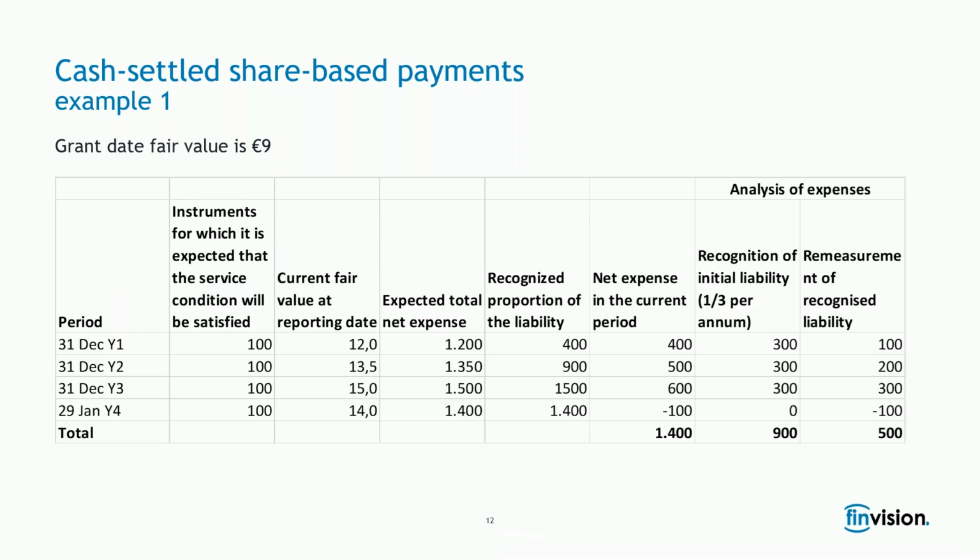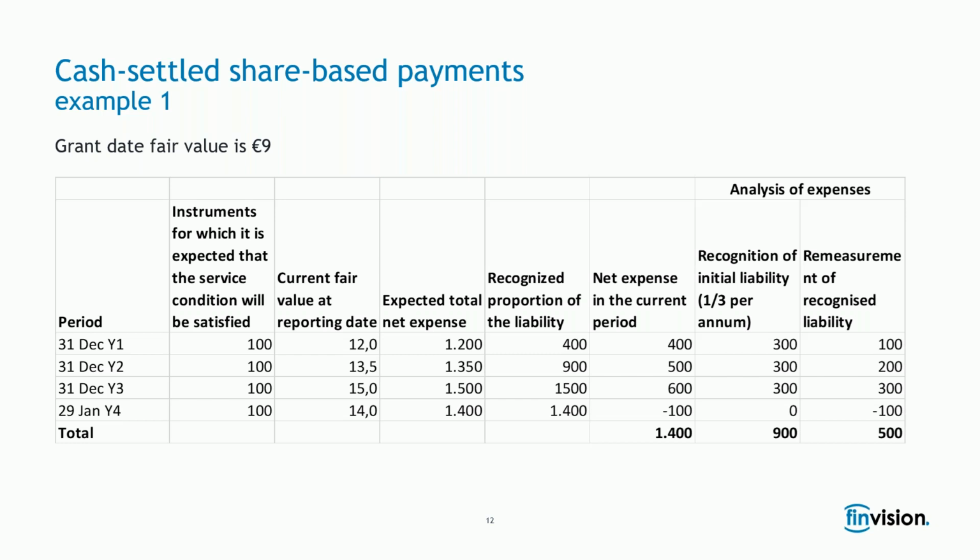So I'll just do a quick recap here on our example we had. What I was explaining here in our first column, 100 times our fair values of 12, 13.5, 15. So an increasing fair value leads to also an increasing expected total of our net expenses here. The important part to see here in the example is actually the impact of our cash settled share-based payment plans. We have our initial recognition, which is 400 as 1/3 of the 1,200.